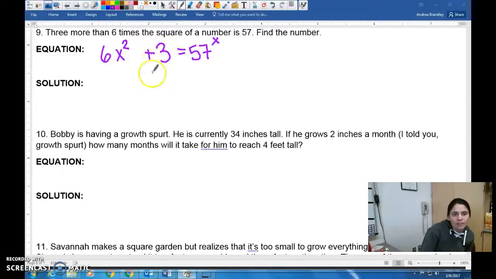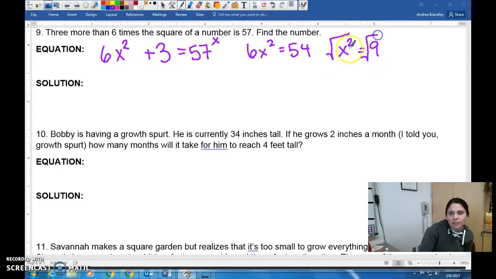Then I can go ahead and subtract 3 from both sides, which gives me 6x squared equals 54. Then divide by 6 on both sides, and x squared equals 9. And to get rid of this squared, I can take the square root of both sides, and the square root of 9 is positive or negative 3. So in this case, my x is equal to plus or minus 3.